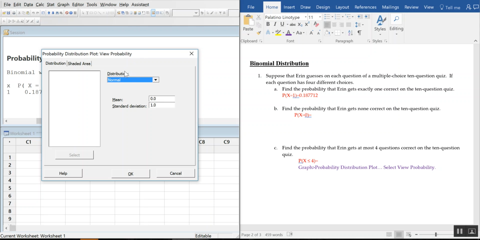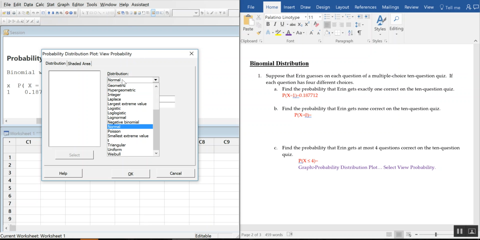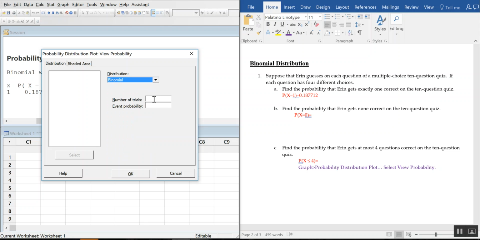And I'm going to tell it what distribution I'm dealing with. I am dealing with a binomial, not just because the question tells us that, but because that's what this looks like in its situation. So I need to change this to the binomial. This is in alphabetical order, so it's near the top. My number of trials is 10. My event probability is 0.25. So again, binomial, number of trials, 10 questions, so 10 trials. Event probability, 0.25, because you have a 1 in 4 chance of getting each question correct, and we want her to succeed.